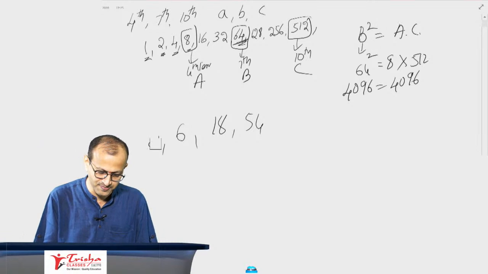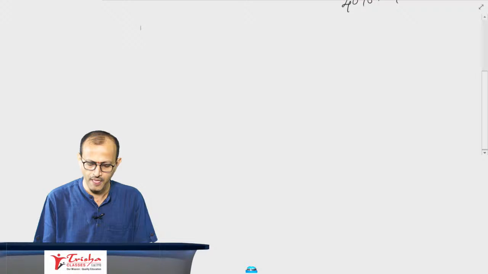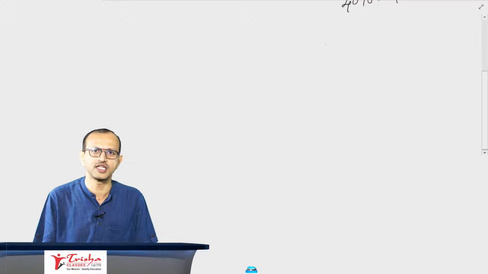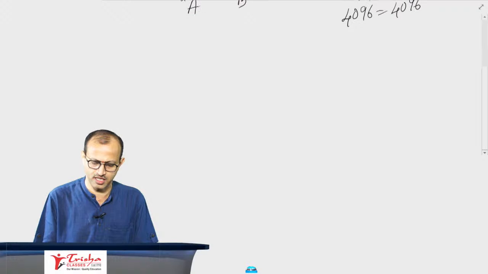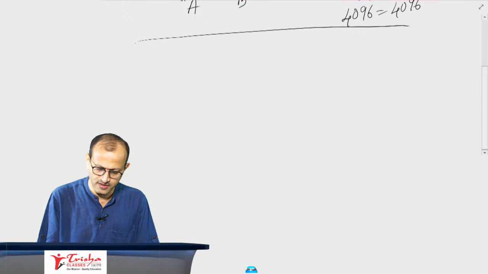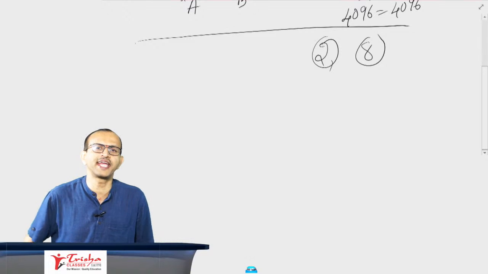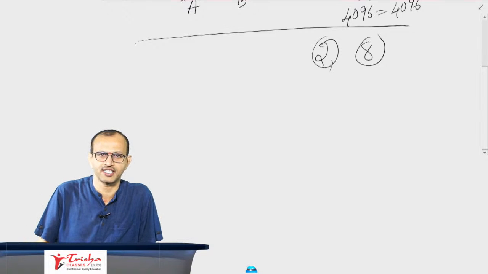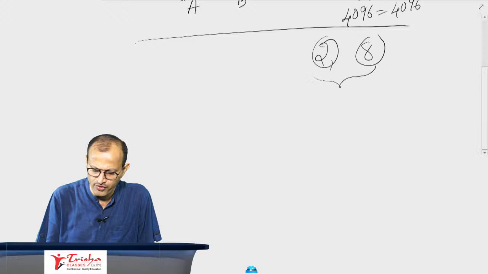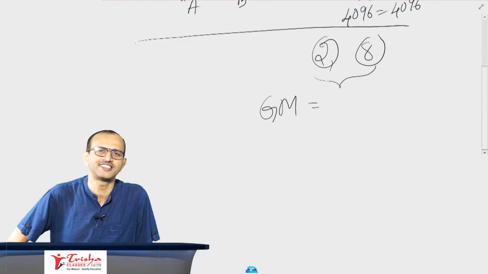One more idea I will tell. I don't know whether you remember this. Students, you heard, 2 and 8. Listen carefully, 2 and 8 are the two numbers. Can any of you remember the geometric mean formula?